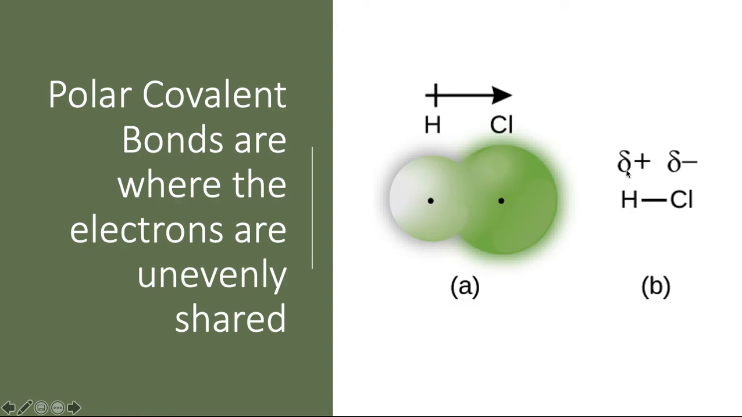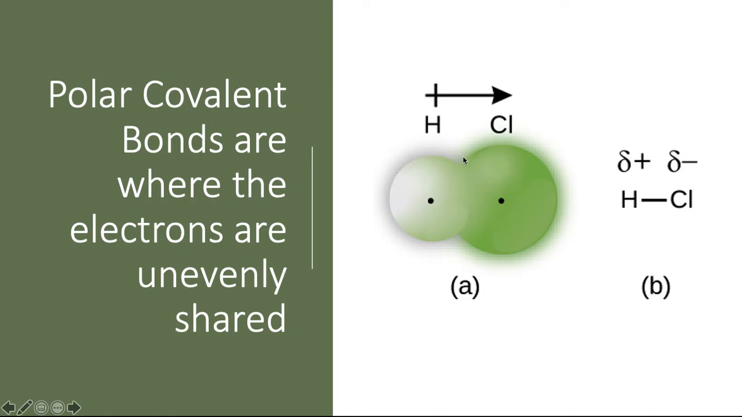Now, anytime we have a separation of charge like this, we call this a dipole moment. And we denote it with an arrow, just like this, where the head of the arrow is pointing toward the partial negative charge, and the other end of the arrow is pointing toward the partial positive charge.